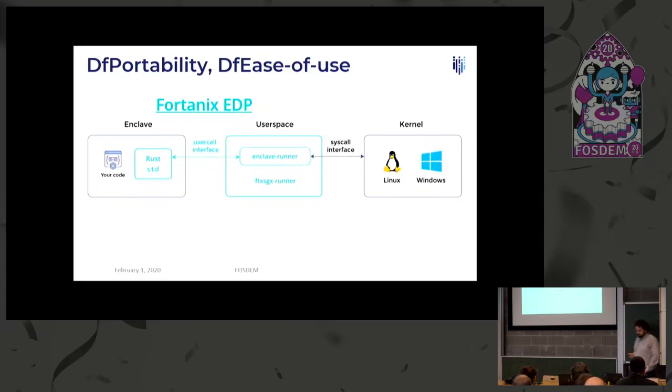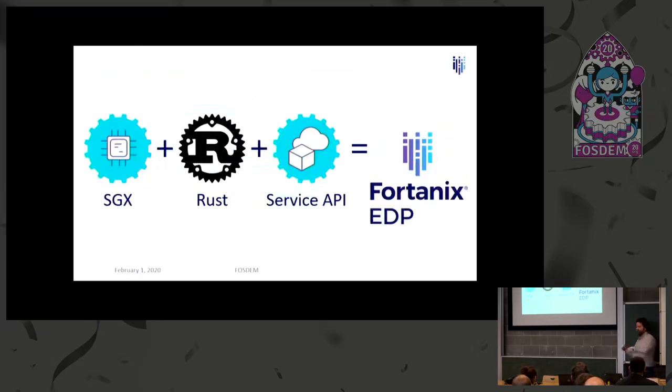Cool. So that was a bit of a whirlwind overview of the thoughts that I put into designing this system. You take SGX, you take Rust, you take a network service idea, you combine it, and that's what the Enclave Development Platform is. The website is edp.fortanix.com. You can download everything there, and there's a quick start guide and everything.